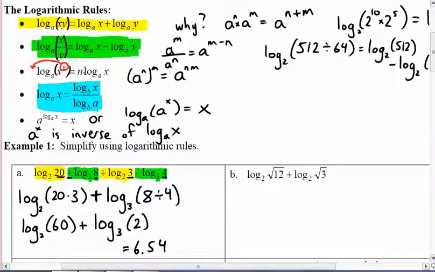But my simplest term answer would be this one right here. Usually I'm going to leave it in lowest terms unless it's a whole number.